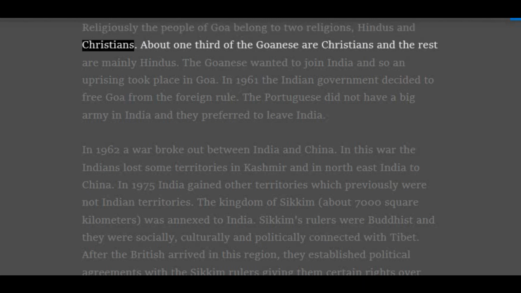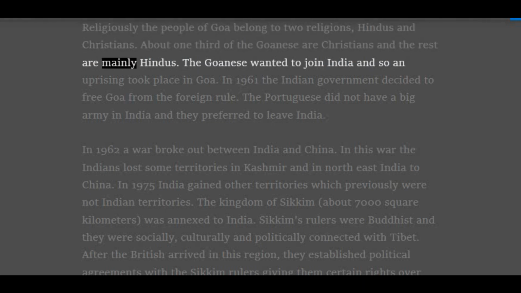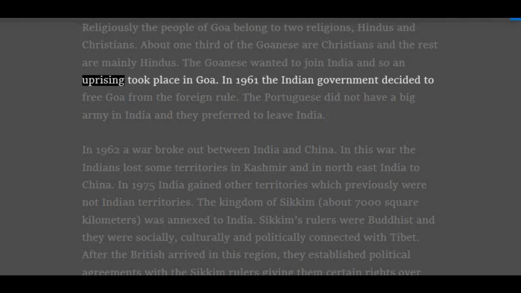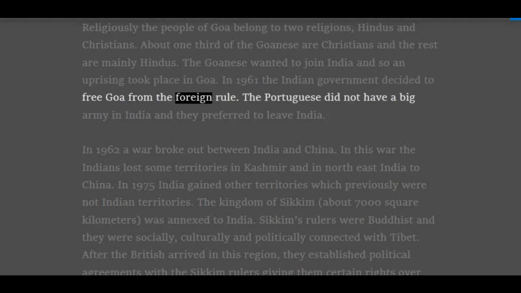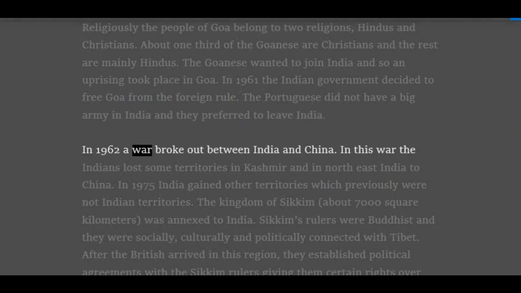Religiously the people of Goa belong to 2 religions, Hindus and Christians. About 1/3 of the Goans are Christians and the rest are mainly Hindus. The Goans wanted to join India and so an uprising took place in Goa. In 1961 the Indian government decided to free Goa from the foreign rule. The Portuguese did not have a big army in India and they preferred to leave India.